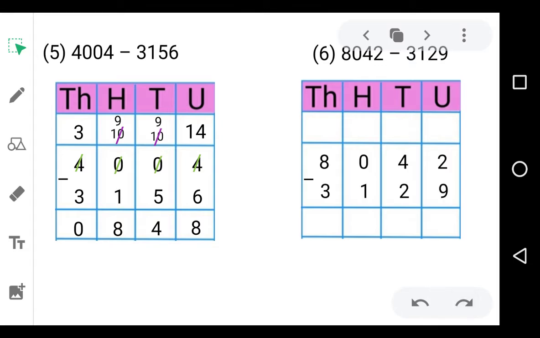Now subtract it. See, at the unit place we cannot subtract 9 from 2. So borrow 1 from the tens place. At the tens place 4 will be 3, and at the unit place 2 will be 12. Now 12 minus 9, 3. 3 minus 2, 1. Now at the hundred place we cannot subtract 1 from 0. So borrow 1 from the thousand place. At the thousand place 8 will be 7, and at the hundred place 0 will be 10. 10 minus 1, 9. 7 minus 3, 4. So we get the answer 4913. So here we solve 6 sums of the question number 2.